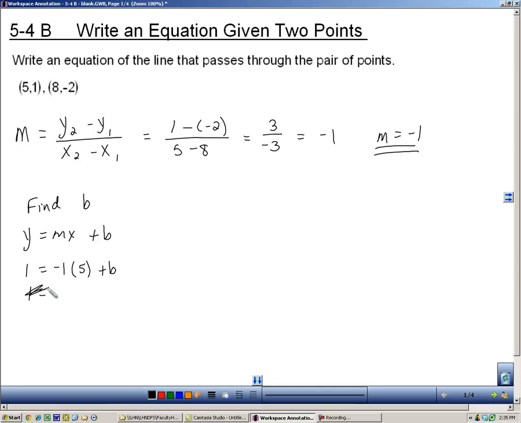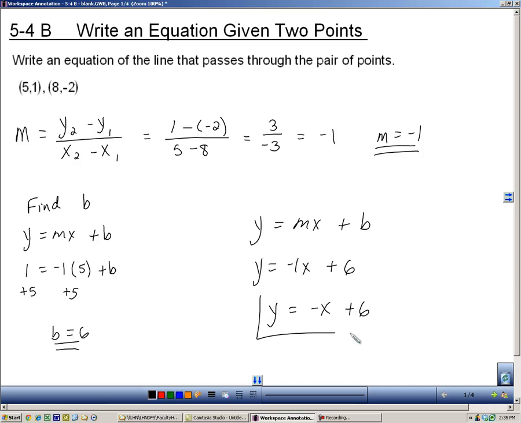So this is a negative 5, so I'll add 5 to both sides. So 5 plus 1 is 6, so b equals 6. Slope-intercept formula, I plug a negative 1 in for the m and a 6 for the b. You could even rewrite this one as negative x plus 6. So these problems are just like section 5.4a, except you start by having to find the m when you're given 2 points using the slope formula.